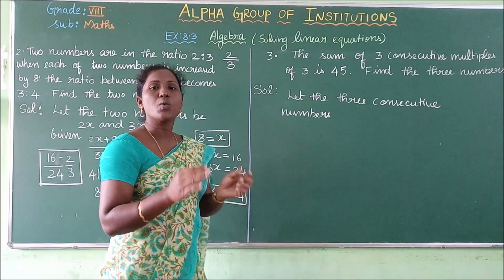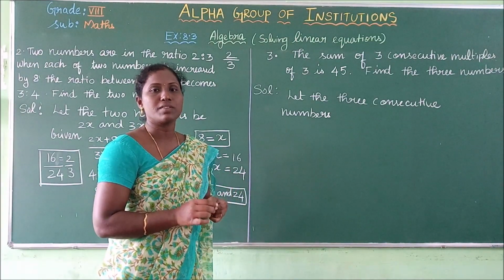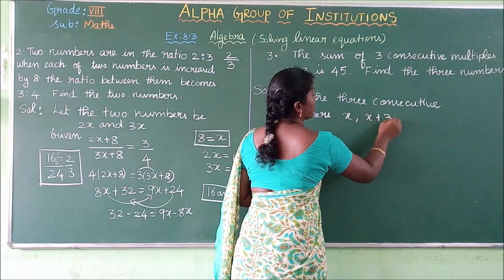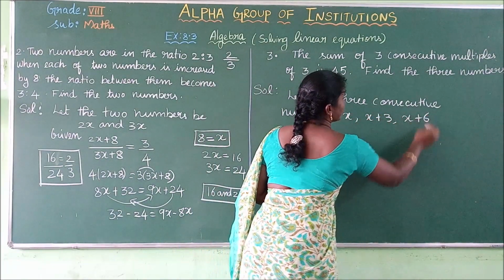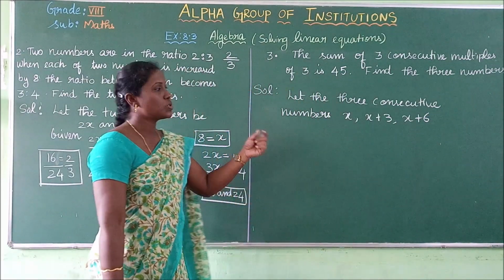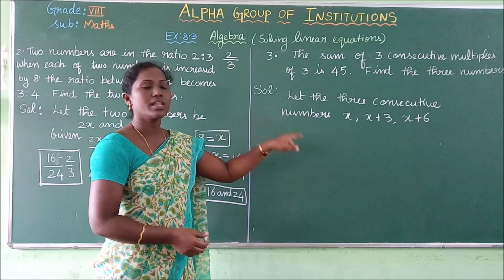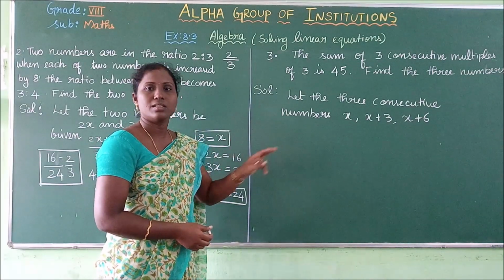So in general, how can we take three consecutive multiples of 3? We take x, x plus 3, x plus 6. These are the three consecutive multiples. Whatever value of x we substitute here, we will get three consecutive multiples of 3.